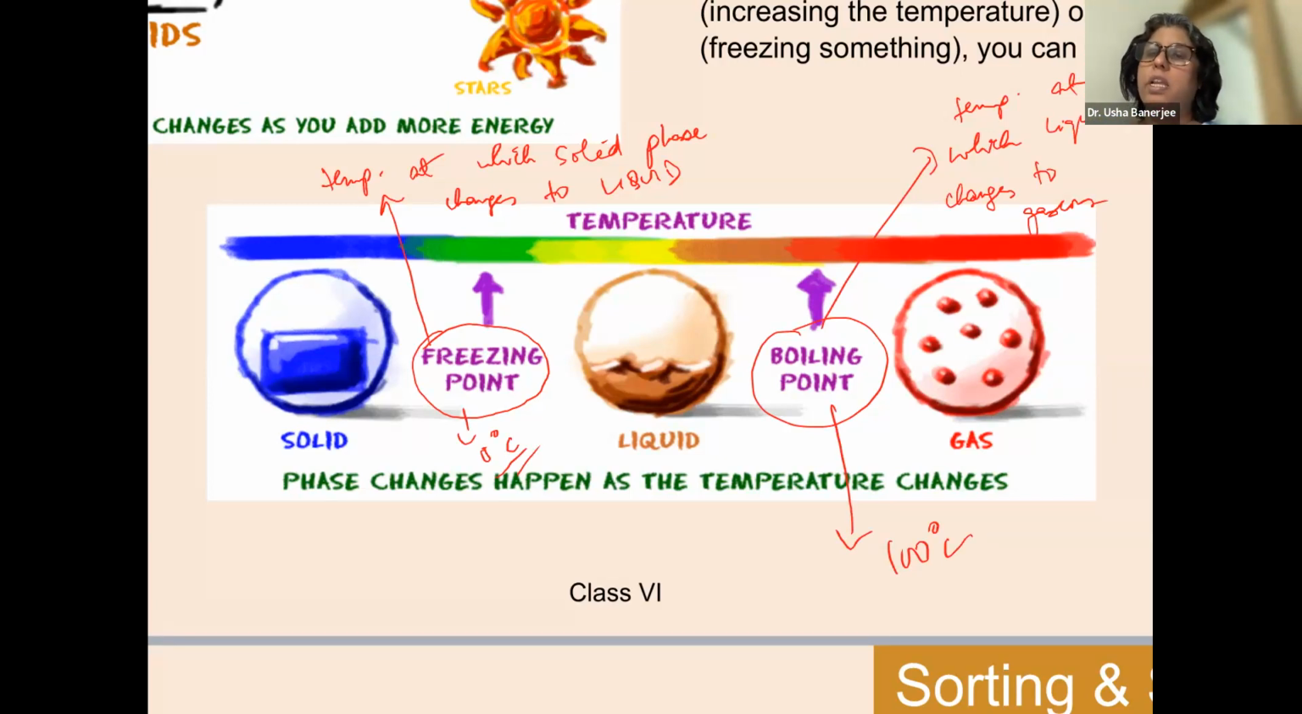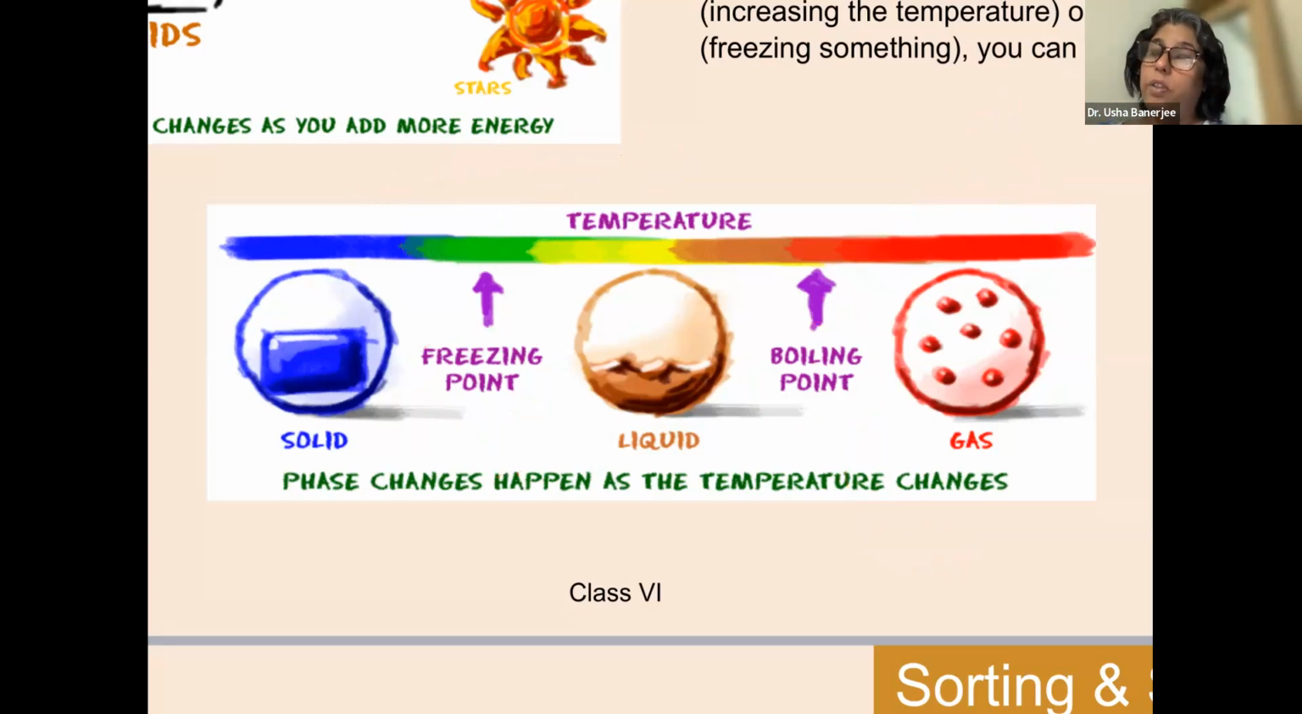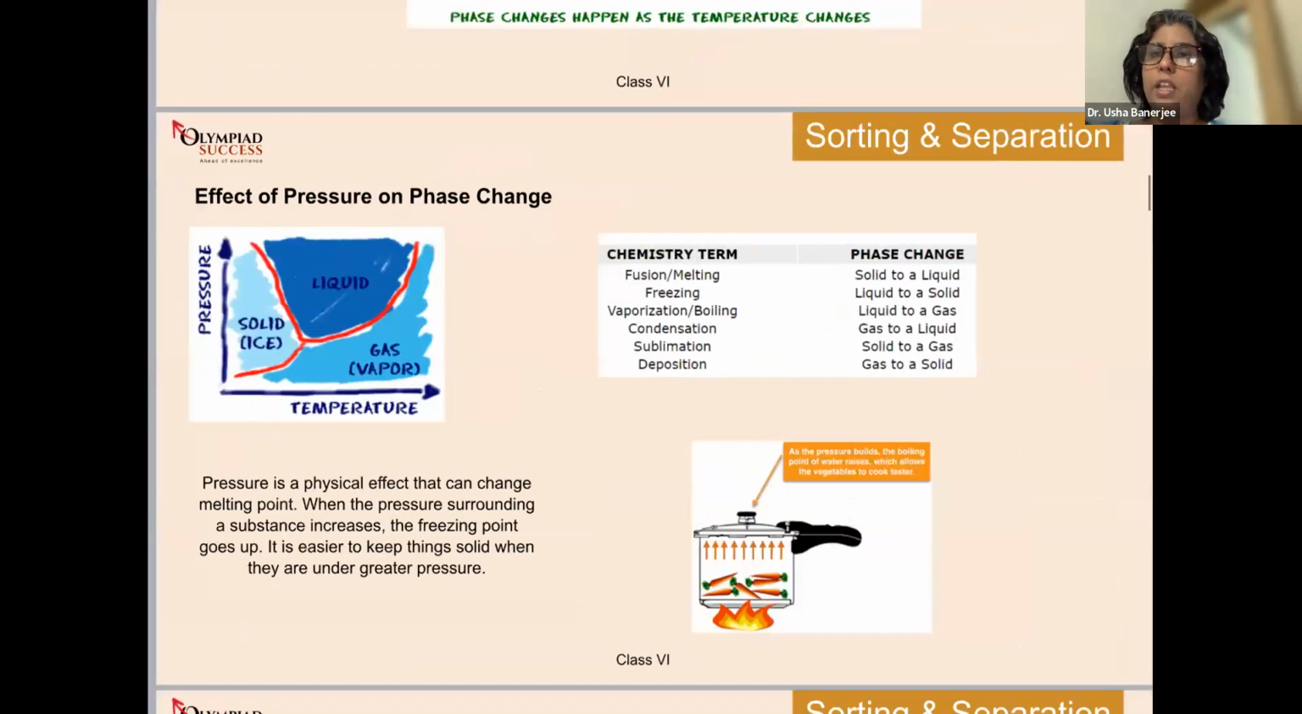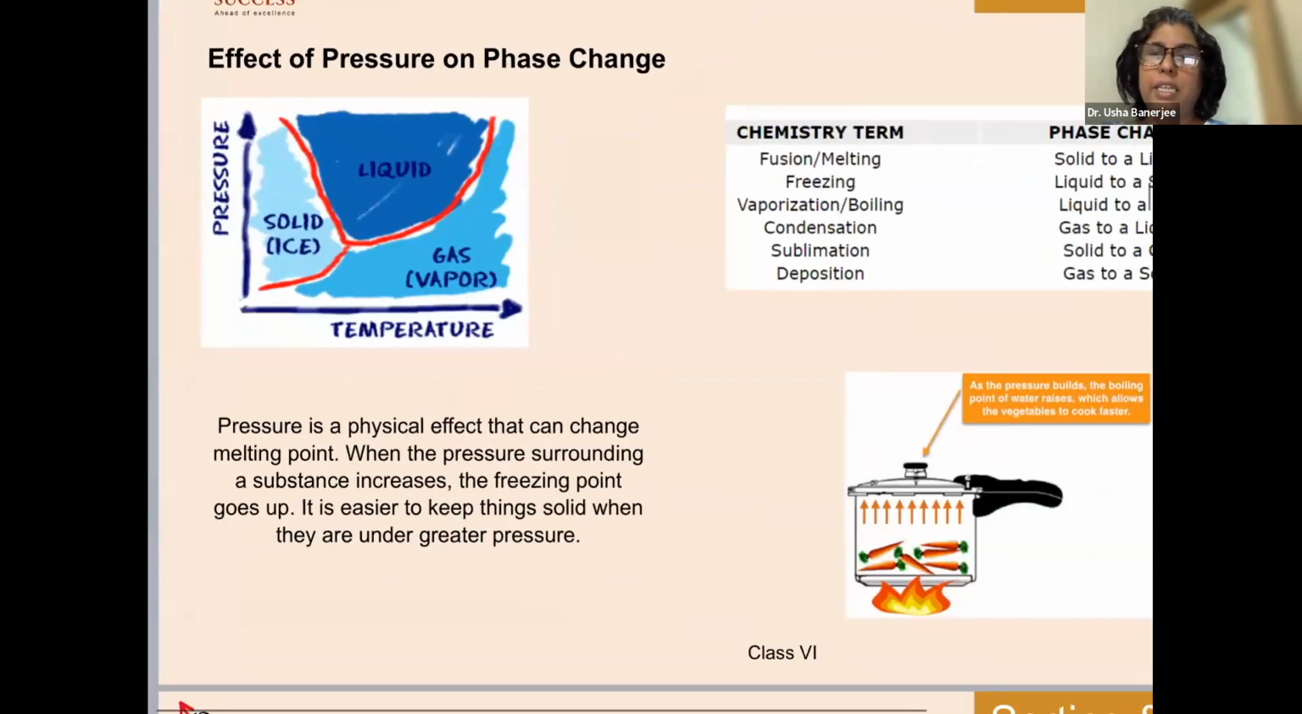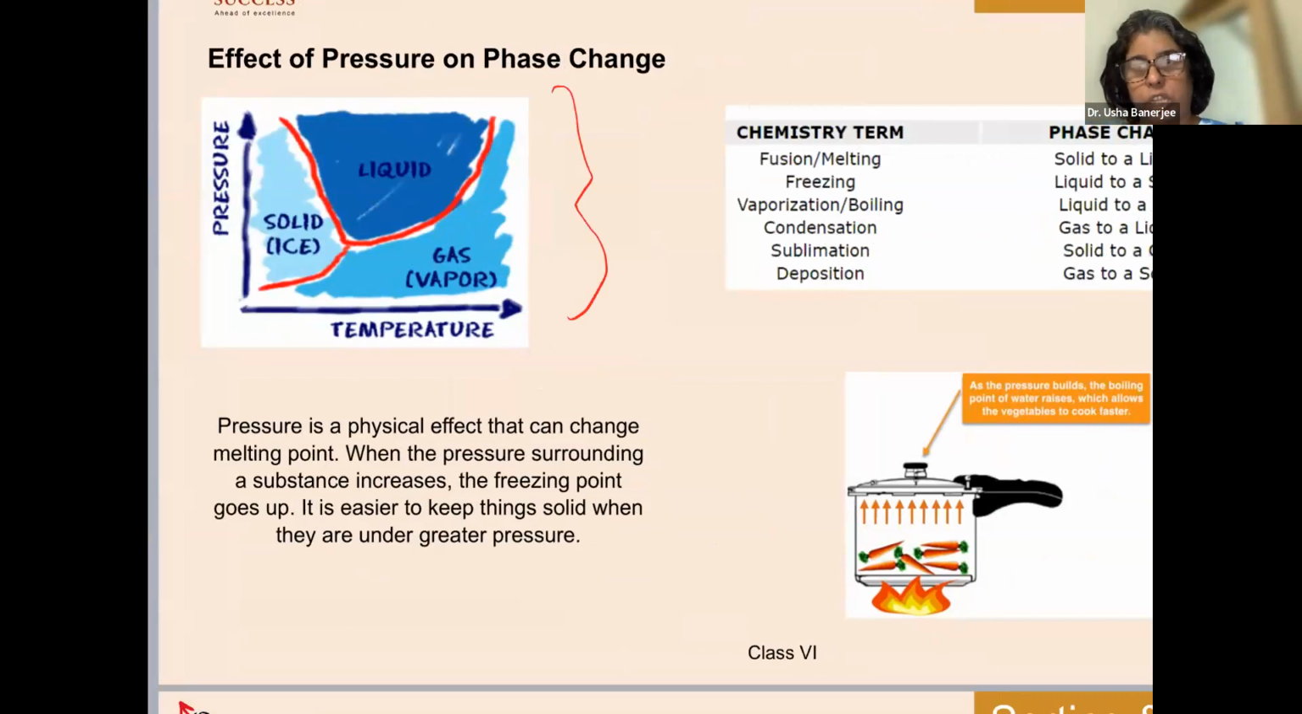Because you have to reduce the temperature of water so that the freezing point is reached. And at that particular freezing point, the phase change will happen. Now there is a lot of things in phase change. I don't want to scare you, but this is the graph for phase change. So I'll explain all of this in class.